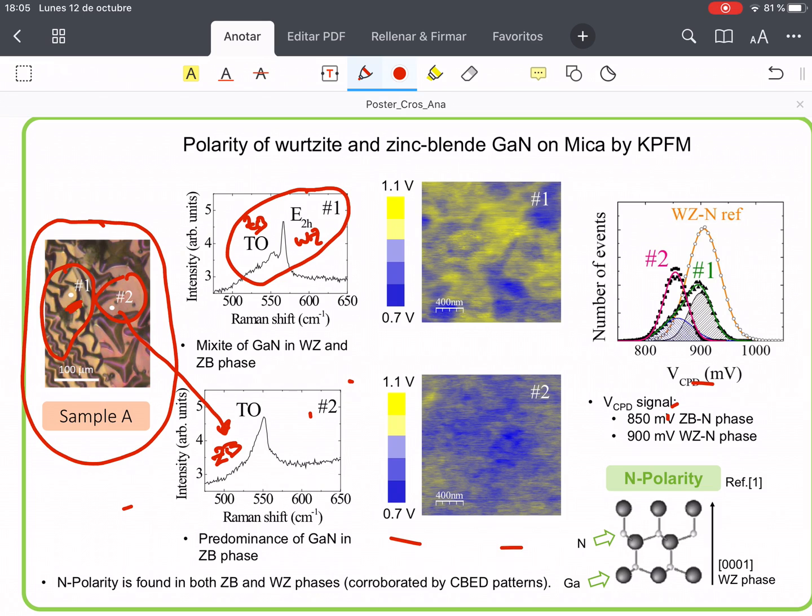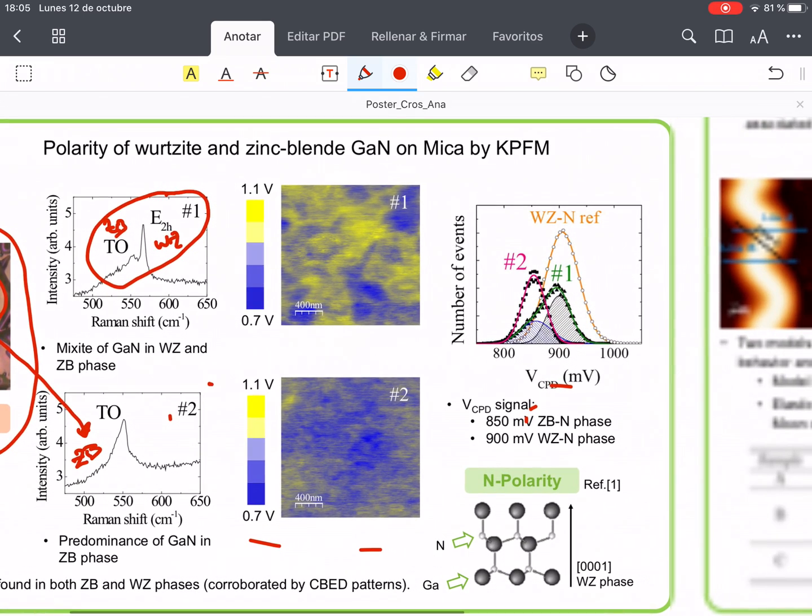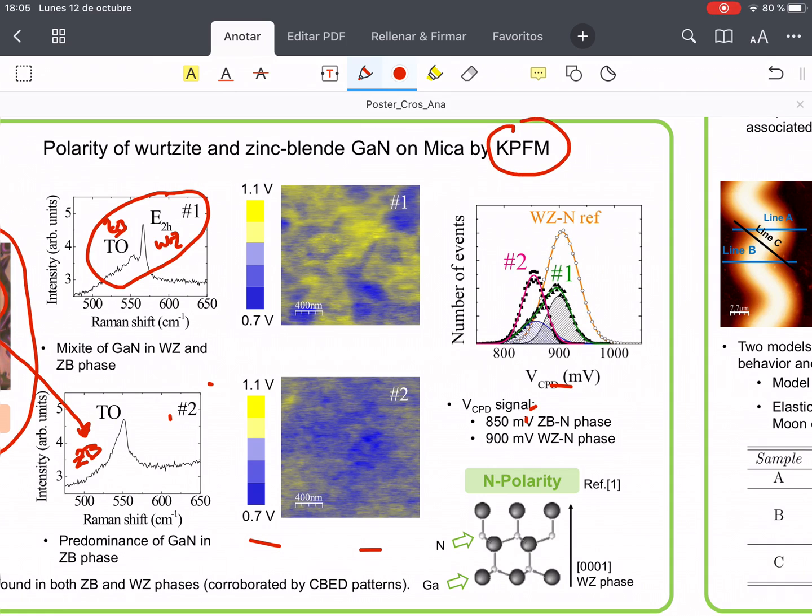And then we have characterized these parts by Kelvin probe force microscopy, and we find that the contact potential difference reflects this composition. In region 1, we have a mixture of two different phases, the yellow one and the blue one. And in part 2, it is more homogeneous. We have almost everything like the blue part. The blue part means low contact potential difference. Yellow part means higher contact potential difference.